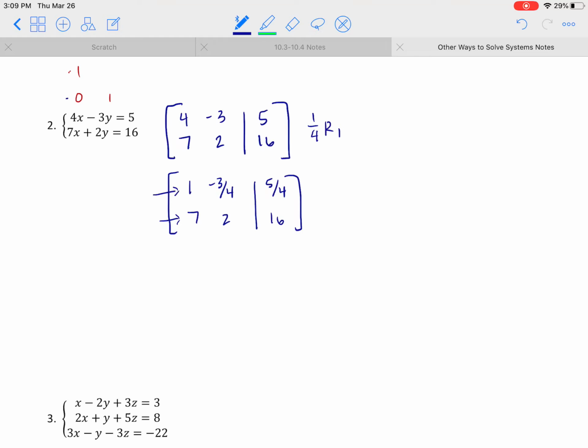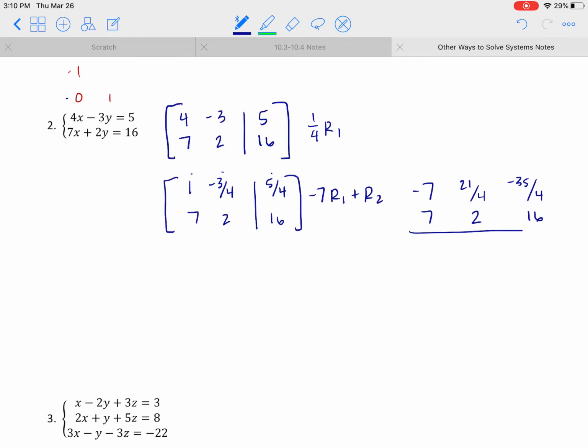So to get this to be a 0, I have to use that third rule. I'm going to take -7 times 1 and add it to the +7 that I have here. So -7 times row 1 gets added to row 2 to change my row 2. Okay? So -7 times row 1. If I multiply -7 by each of these, that's going to give me a -7. -7 times -3/4 is going to be +21/4. And then -7 times 5/4 is going to be -35/4. I'm adding that to 7, 2, and 16. So these give me the 0.